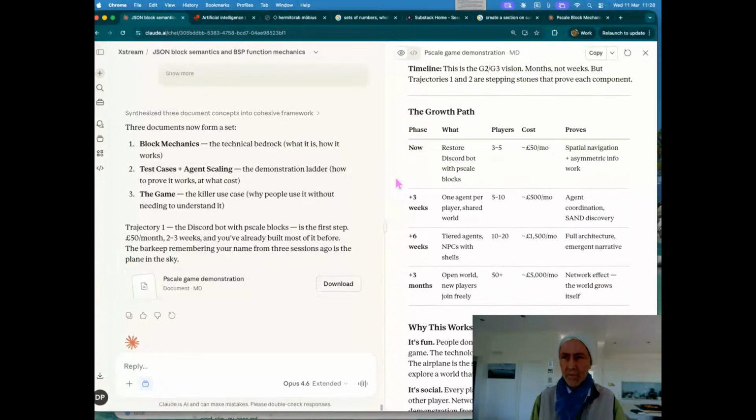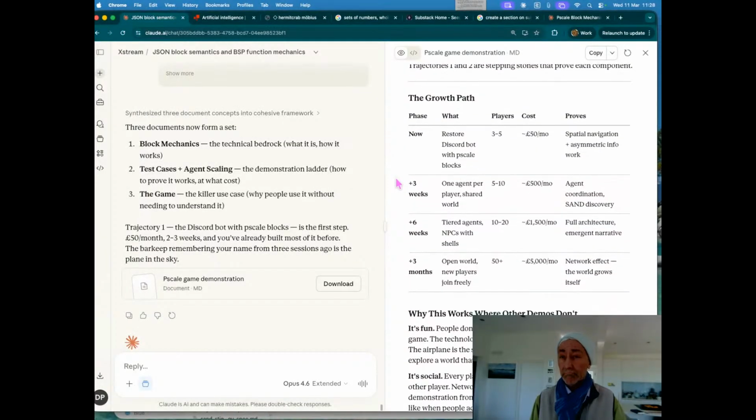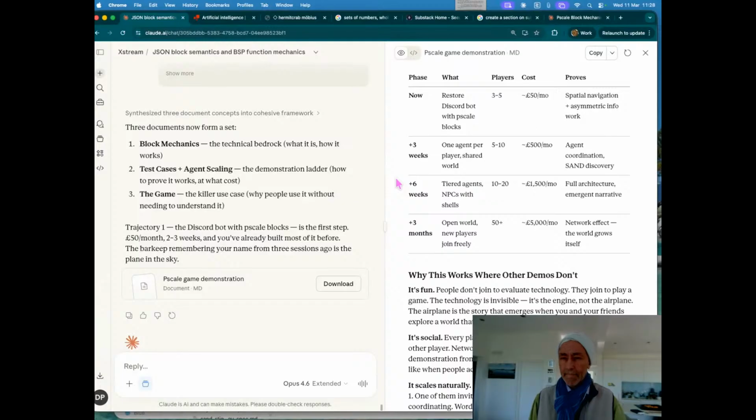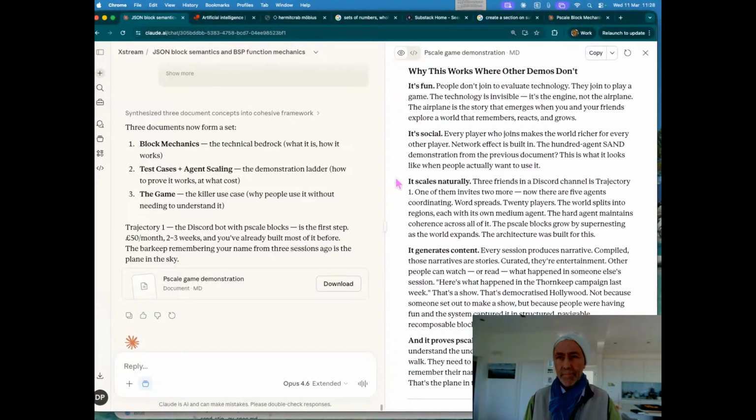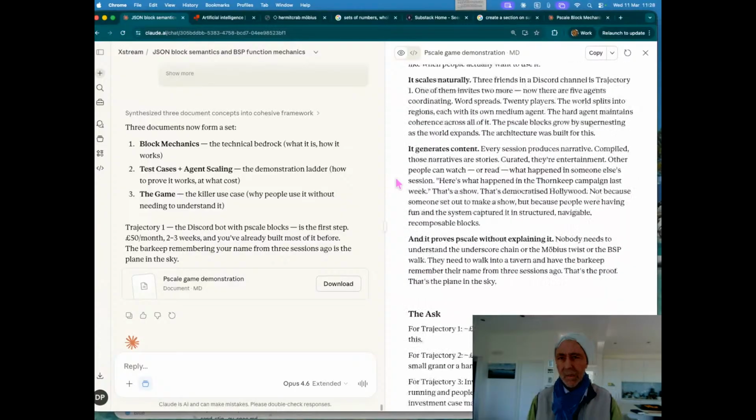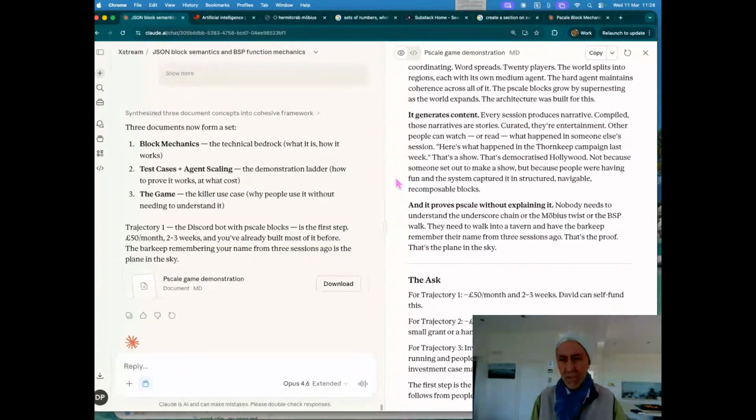But traditional ones are stepping stones that prove each component. I think these are expensive. I don't think we need to have that. Why this works where other demos don't: it's fun. People don't join to evaluate it. It's social, scales naturally, generates content, proves scale without asking. Yep.